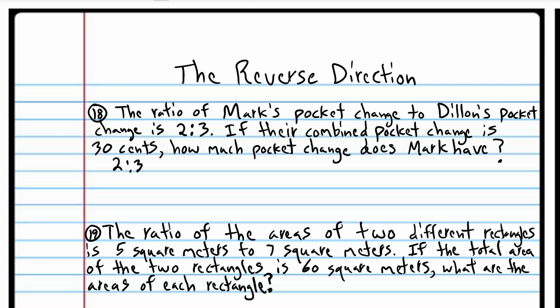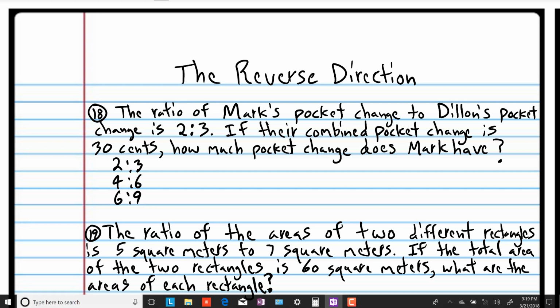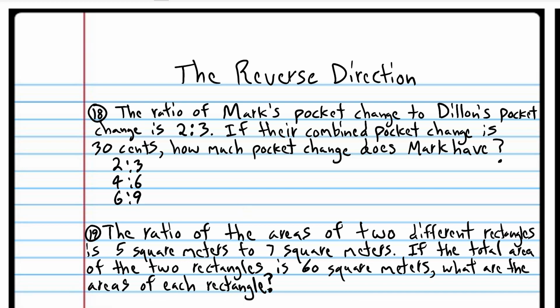Multiply both these numbers by 2, and you get 4 to 6. Now if you add those numbers up, you get 10 cents. Well, that's closer to 30, but still pretty far away. So let's multiply 2 and 3 by 3, and we get 6 to 9. Now add 6 and 9 up, and you get 15 cents. We're getting closer, but we're still pretty far away. So let's multiply 2 and 3 by 4, and you get 8 to 12. Add those two numbers up.